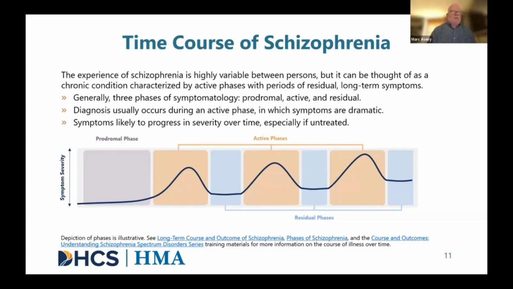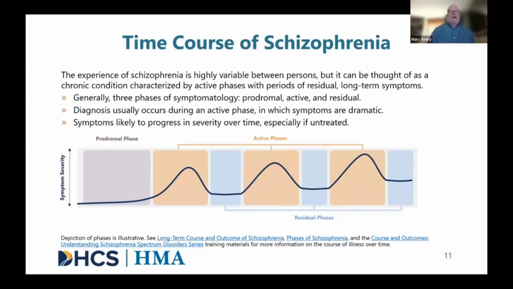The residual period between the active phases is a period where individuals may still experience symptoms, but the symptoms may be less pronounced. They still may have ongoing beliefs that are odd to others. They may still have difficulty with concentration. They may even still have some hallucinations. Keep in mind that each person's experience varies.